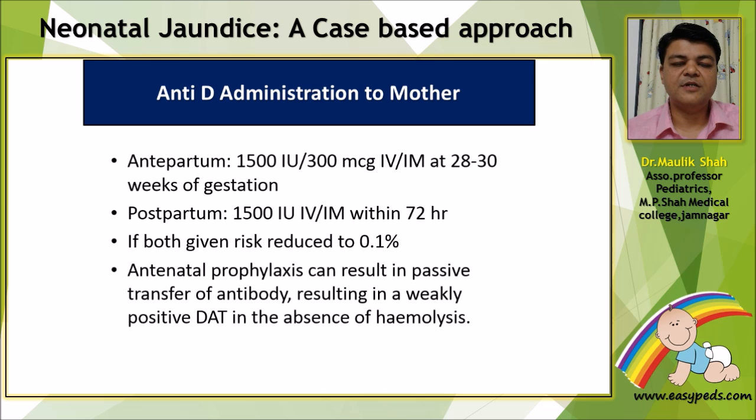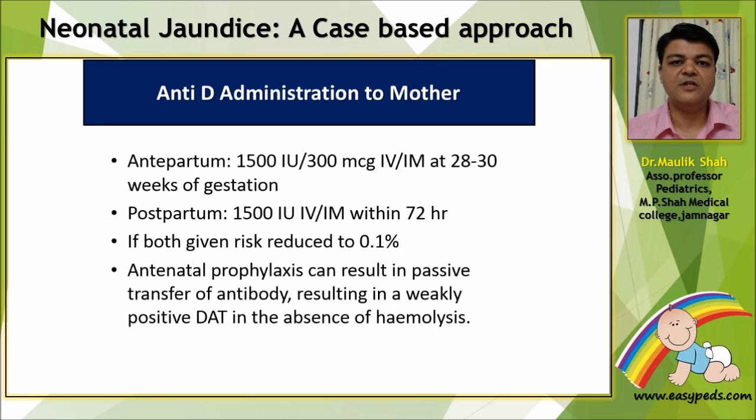Regarding anti-D administration to the mother, the evidence is very much available to us. It says that antepartum, if we give 1500 international units or 300 microgram IV or IM at 28 to 30 weeks of gestation and repeat a similar dose postnatally within 72 hours, then isoimmunization or incompatibility in future progeny will be reduced or will not occur. If both are given, the risk of developing this incompatibility is reduced to even 0.1%.